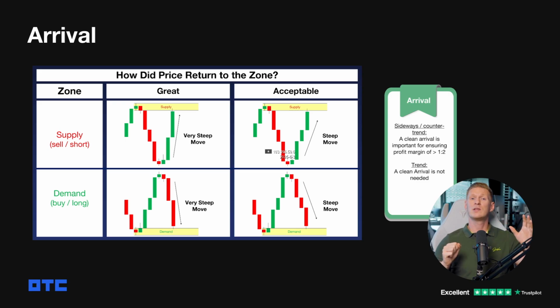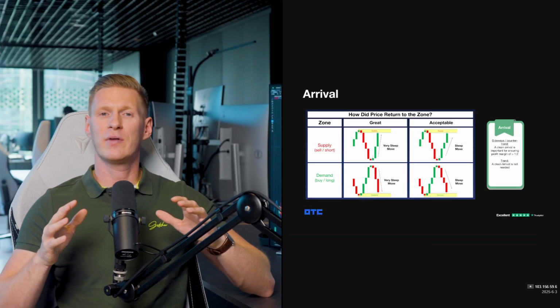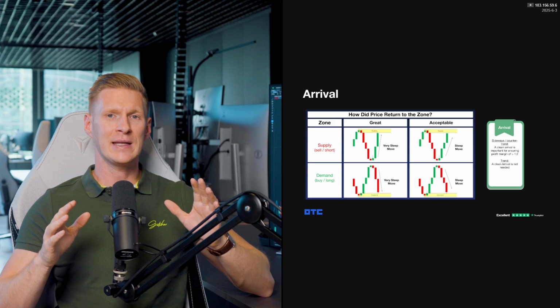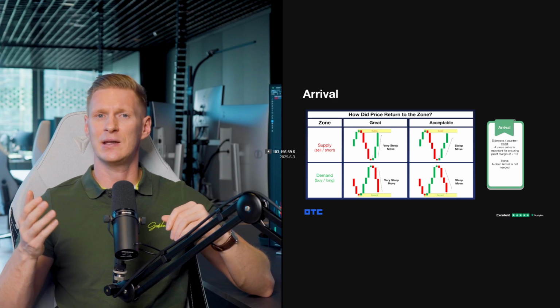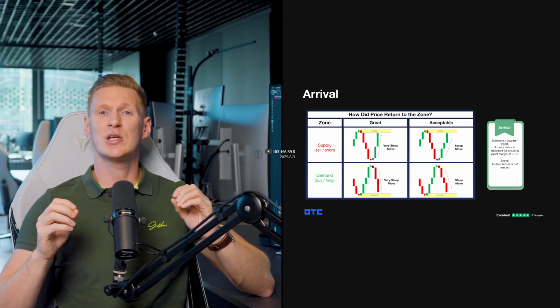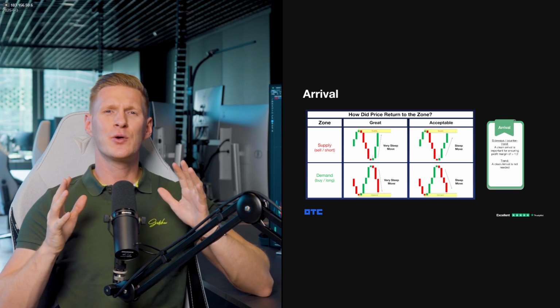Another key factor in evaluating the quality of a zone is arrival, particularly when trading lower time frame, LTF, zones in counter trend scenarios. Arrival becomes crucial when you're going against the higher time frame, HTF, direction, such as shorting in an uptrend or buying in a downtrend. However, when your LTF zone aligns with the HTF trend, like buying in an uptrend or selling in a downtrend, arrival is much less of a concern. So, what does arrival mean?